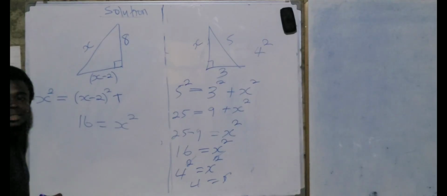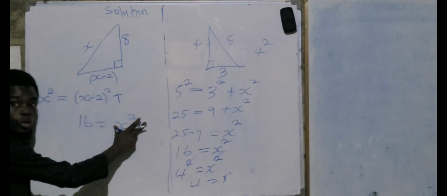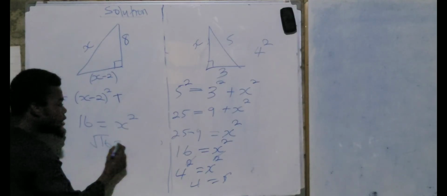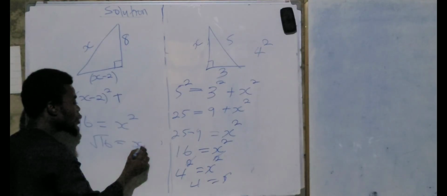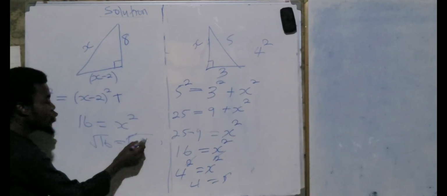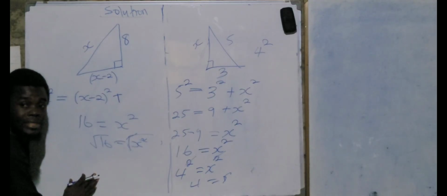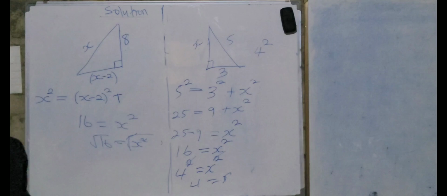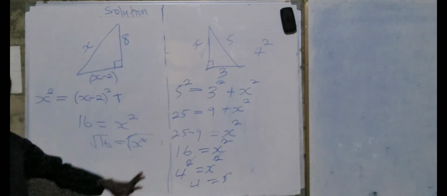Are you right? Now to get rid of this guy, we take what? Square roots on both sides. Square root of 16 here is now equal to the square root of x squared here. This square root here and this square root, we cancel, right? So what do we have now here? Okay. So, are we okay now? Hope it's clear now, right?